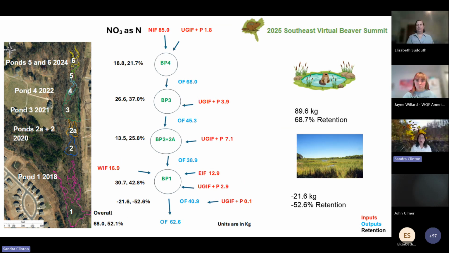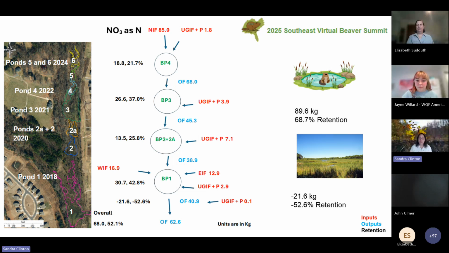When we look at another nutrient like nitrate, though, we see something different. Overall, the complex is retaining nitrate. So 52% of the nitrate that came in upstream is retained in the system as it moves downstream. So we have less nitrate leaving the system than came in. And again, we're interested in nitrate because it can also enhance algal growth. It can impact your industrial or drinking water processes if you're pulling water from the stream for something else. And so nitrate is a nutrient that we would like to have low.